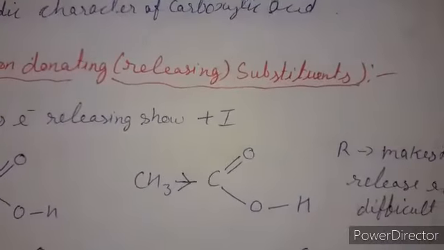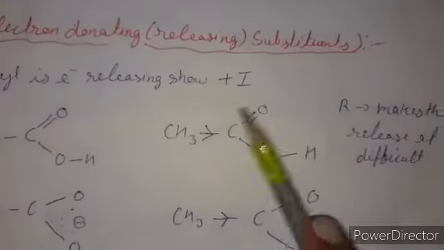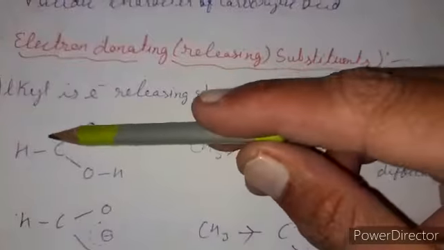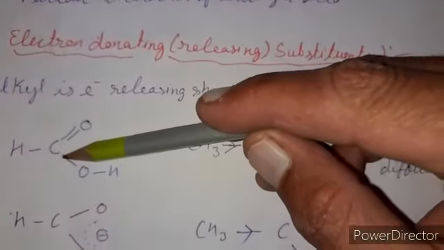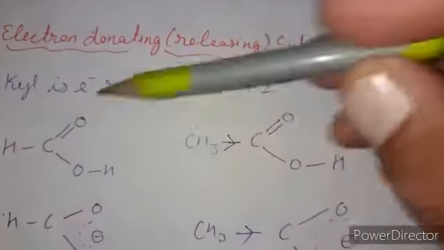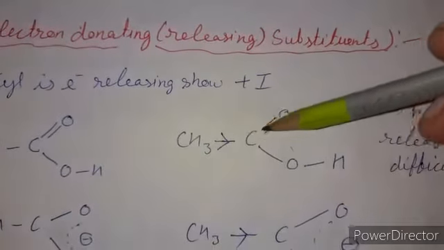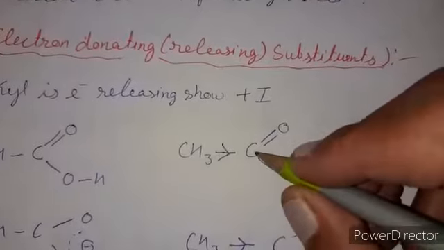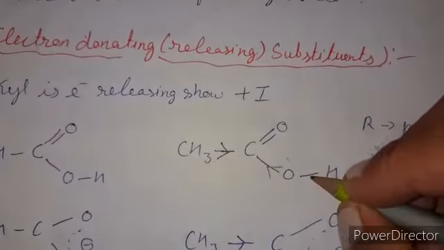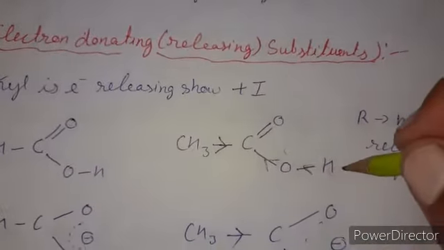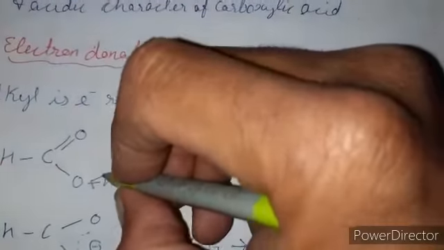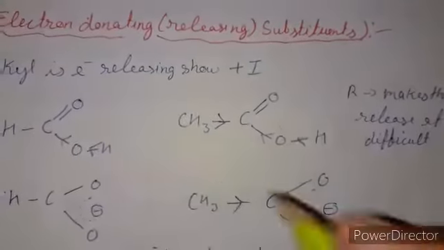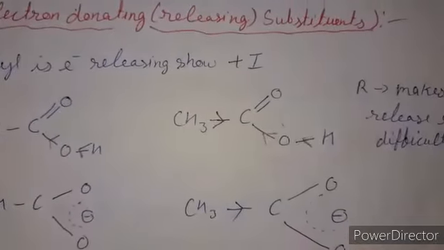So if this is formic acid and here it is acetic acid, there is no alkyl group attached to the carbon atom in formic acid which gives electrons to the carbon and increases the electron density on this carbon atom. But in acetic acid this carbon gives electrons to this carbon, so there is a weak tendency of carbon to attract the electron from oxygen, and of oxygen to attract the electron from the hydrogen atom. But in formic acid, oxygen has maximum tendency to attract the electron towards itself, and carbon has maximum tendency to attract the electron from the oxygen atom.